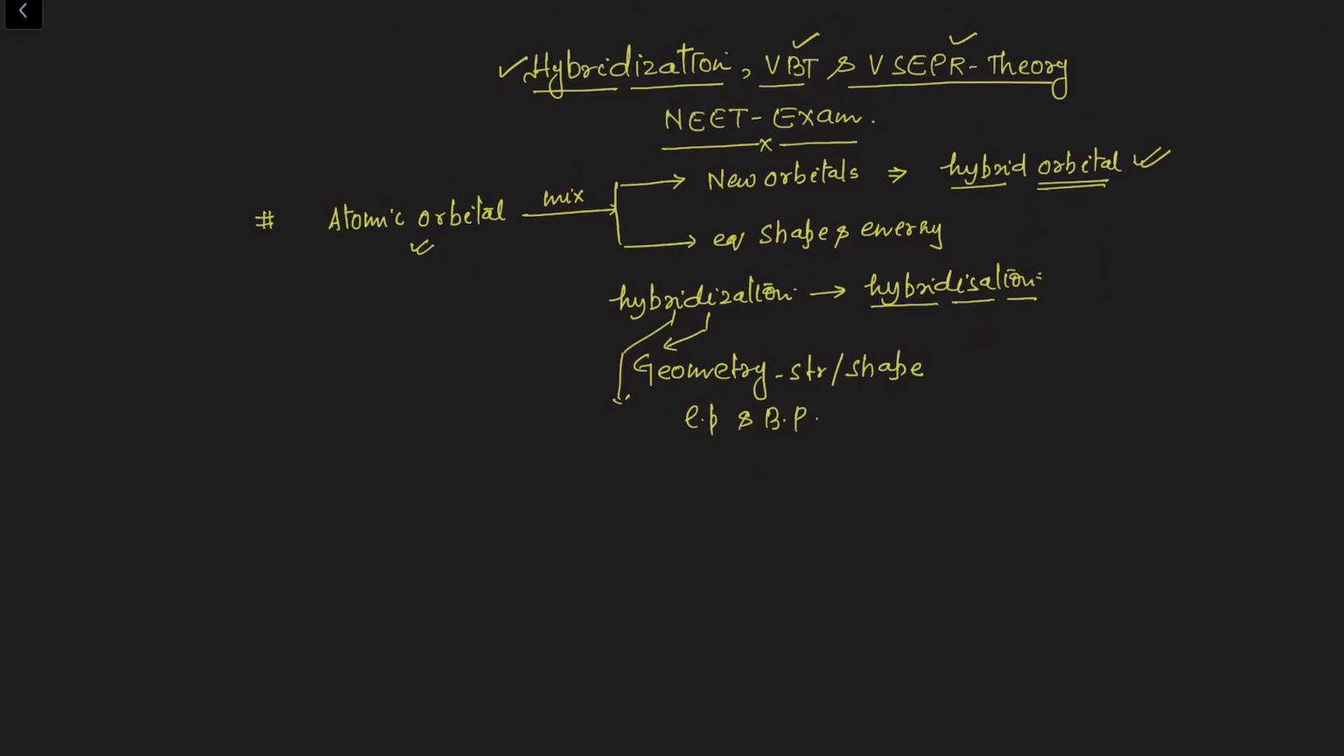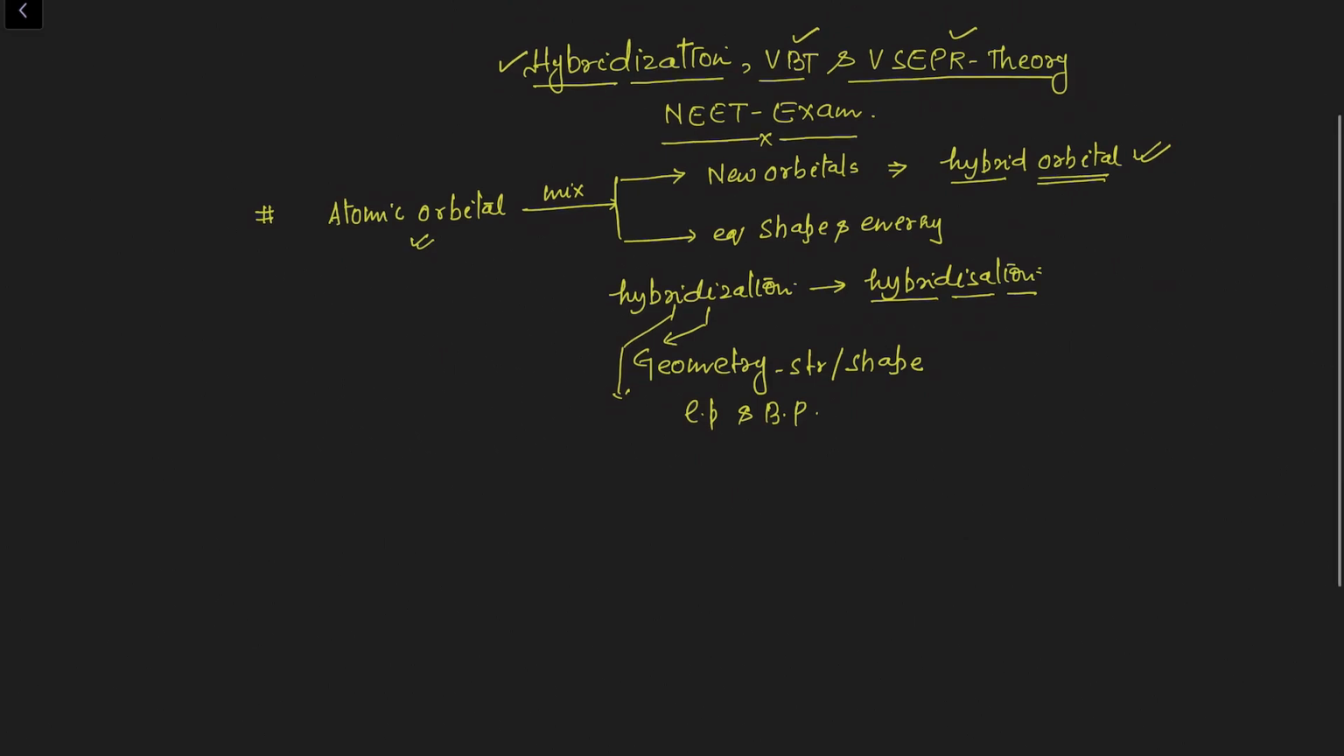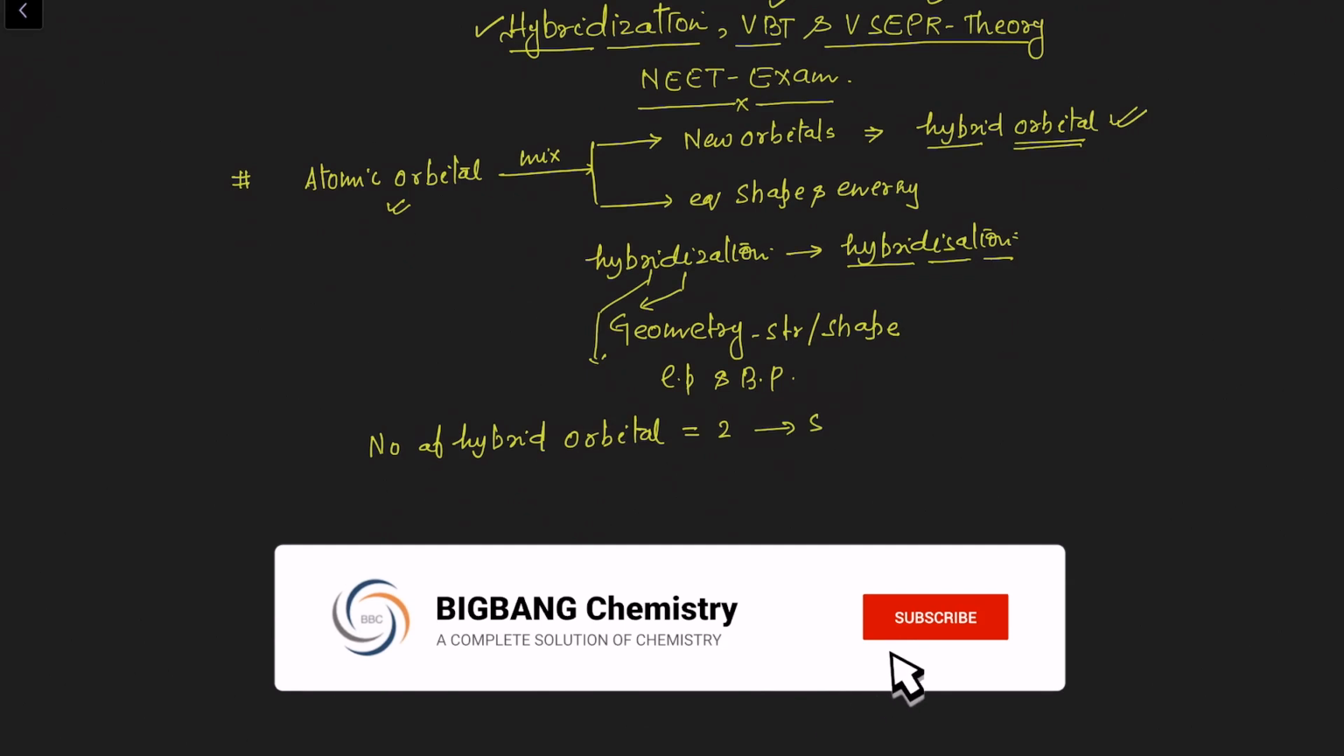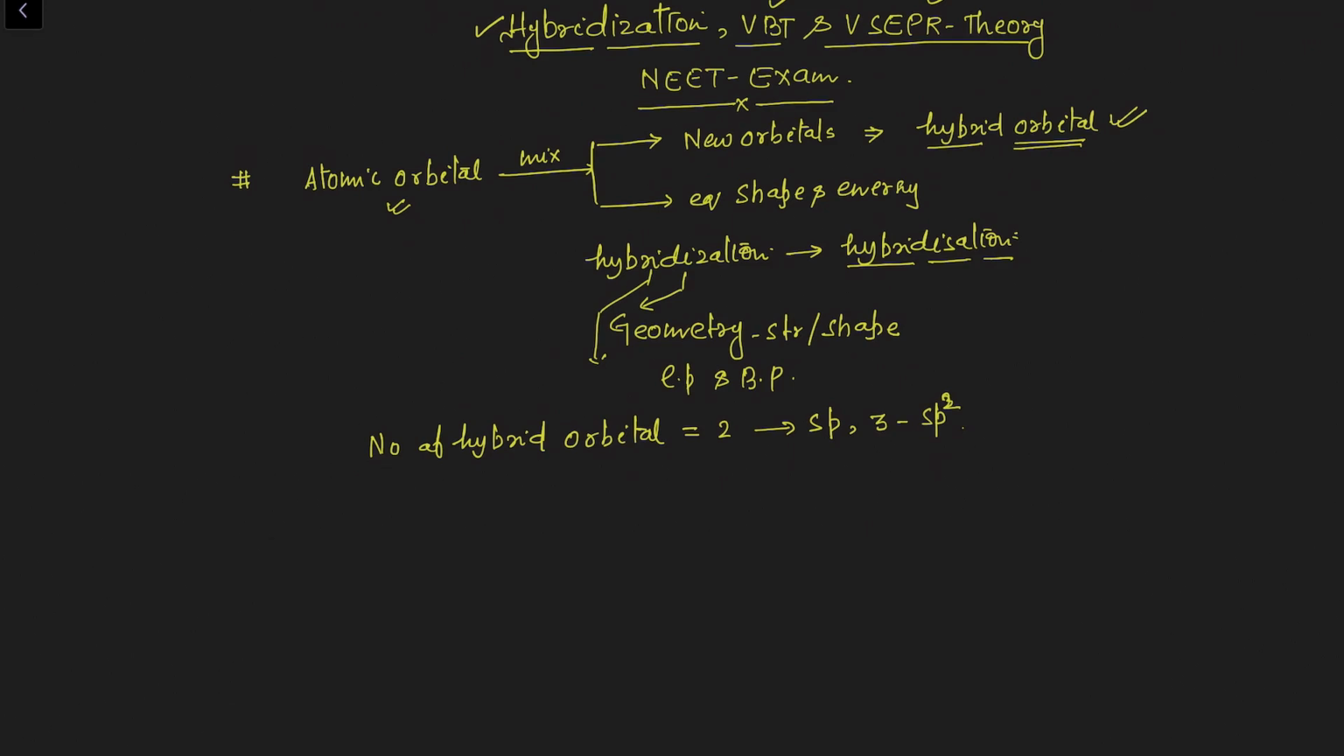For getting the idea about the hybridization of a given molecule, what should you know first? You must know the number of hybrid orbitals involved in the hybridization of that atom. If the number of hybrid orbitals is 2, then hybridization will be sp. If it is 3, then hybridization will be sp2. If it is 4, then sp3. If the number of hybrid orbitals is 5, then hybridization will be sp3d. If 6, then hybridization is sp3d2, etc.